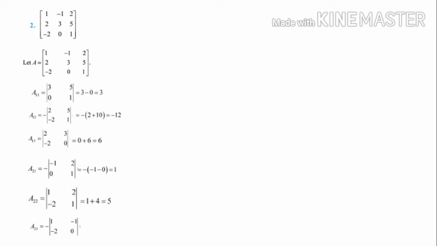Next, A23, that is 5. Just delete the row and column. 1 minus 1, minus 2, 0. The sign is minus here because 2 plus 3, that is 5, and 5 is an odd number, so the sign is negative. Calculate its value. Minus of 1 into 0, 0, minus into minus, that is plus 2. Again outside the determinant there is a minus sign, so minus 2 will come. So minus of 0 minus 2, that is equal to 2.